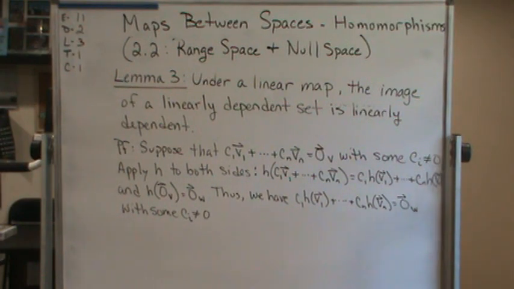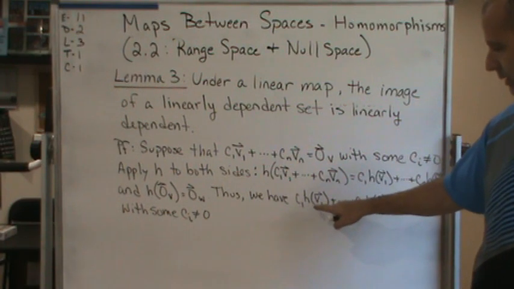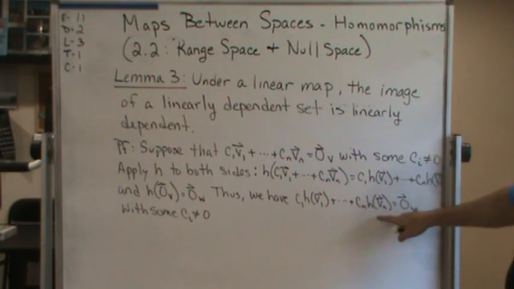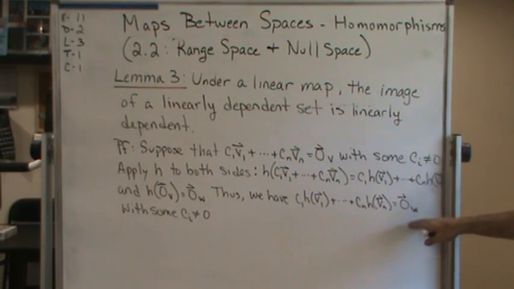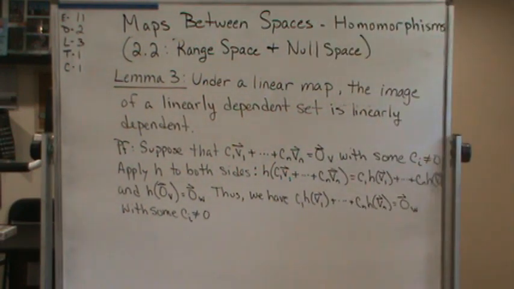And so now we have this linear combination, where we have c sub 1 times h of v sub 1 all the way through c sub n times h of v sub n, equal to the zero vector, with some c sub i not equal to 0, which again gives us dependence. And that's the end of the proof.